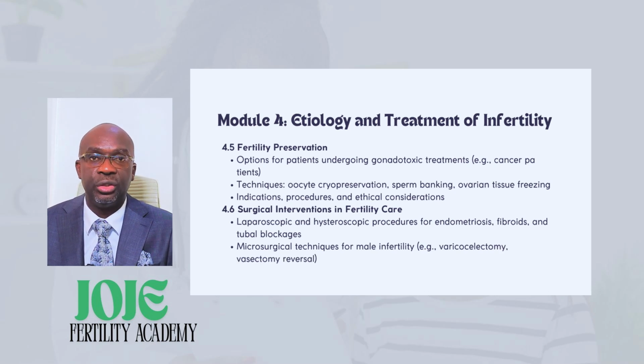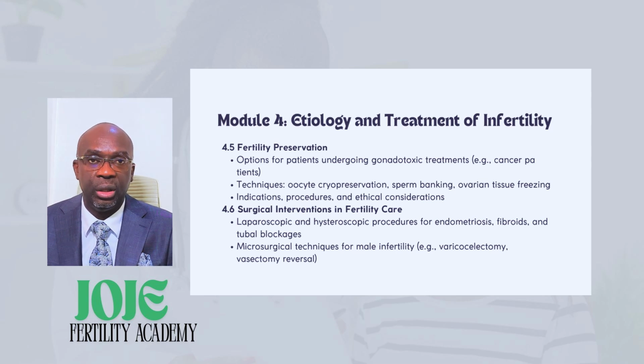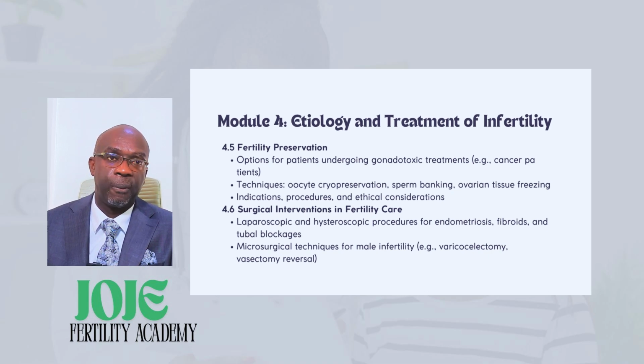And then under surgical interventions in fertility care, which is the last unit, we'll take a look at laparoscopic and hysteroscopic procedures for endometriosis, fibroids, and tubal blockages. We'll also look at microsurgical techniques for male infertility, such as varicocelectomy and vasectomy reversal.